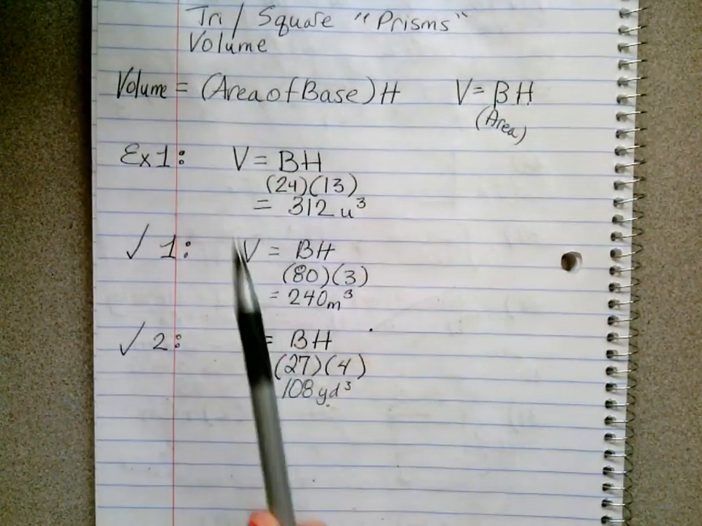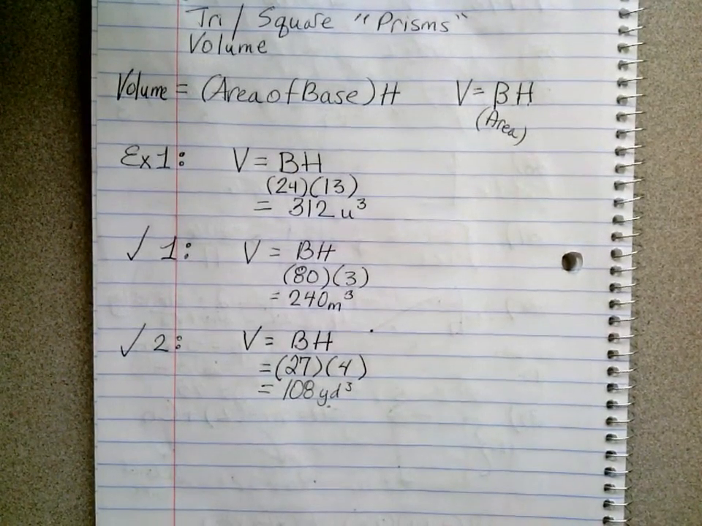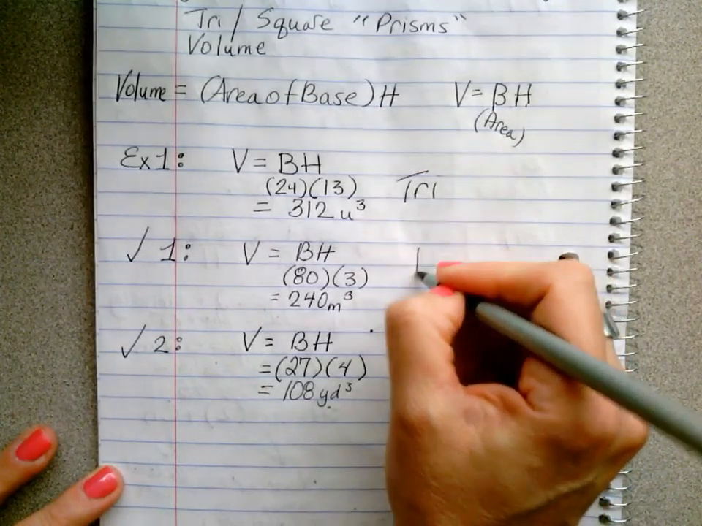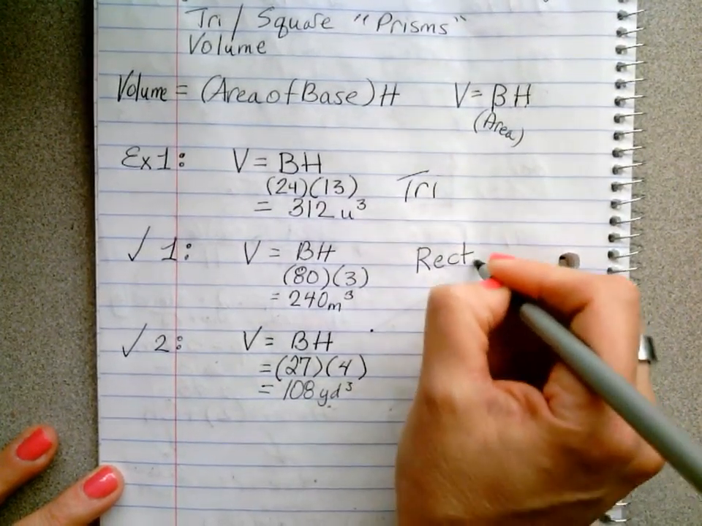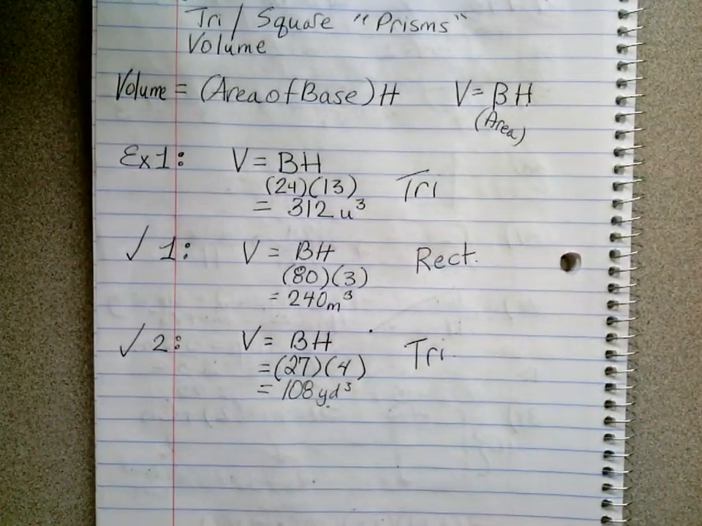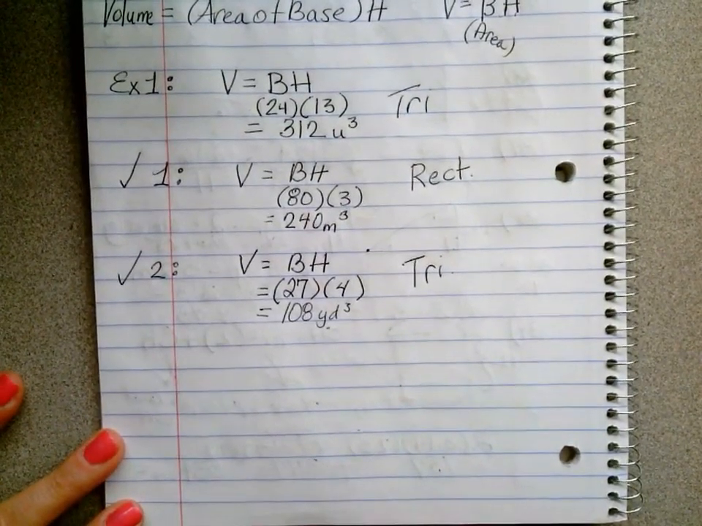So here are 3 separate examples of volume of prisms. Okay, this one was a triangular prism. This one was rectangular, and this one was triangular. I'm just abbreviating, okay? Example 2 is the exact same type of formula.